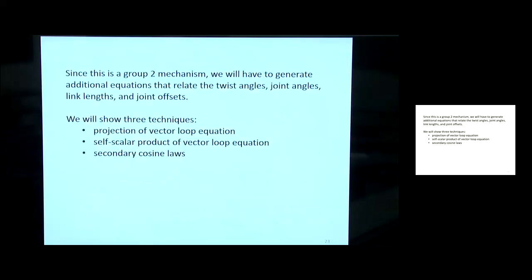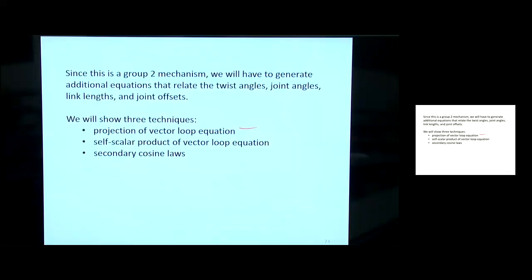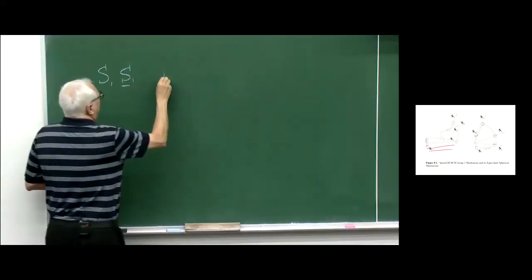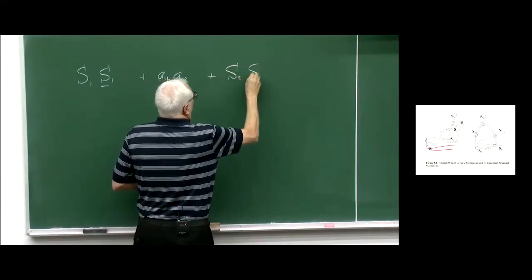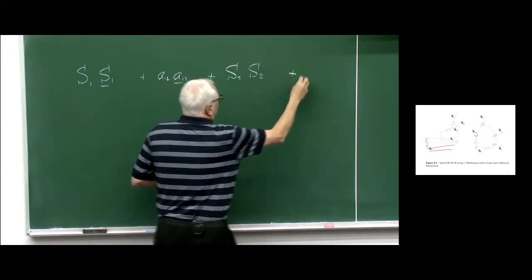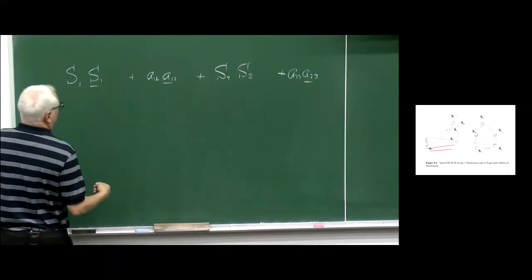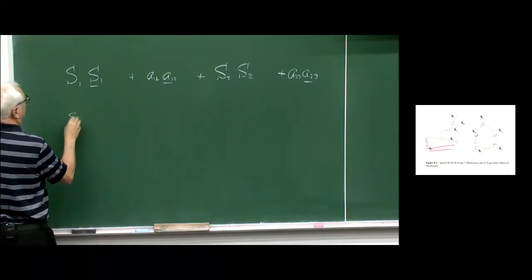So one technique that's going to be kind of easy is called the projection of the vector loop equation. Let's go ahead and look at this mechanism and write down the vector loop, because it only has 10 terms, so it's not as bad as some of the others. So the vector loop equation is going to be S1 times the S1 vector plus A12 plus S2, and then A23. Those are 10 terms. I'm spacing them out for a reason.